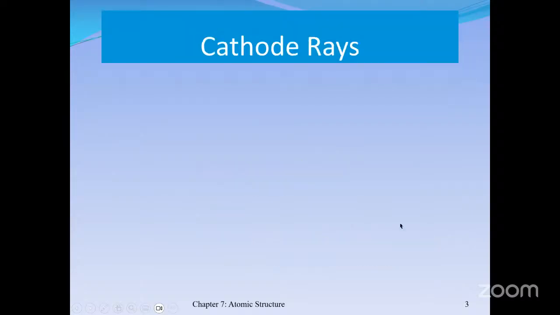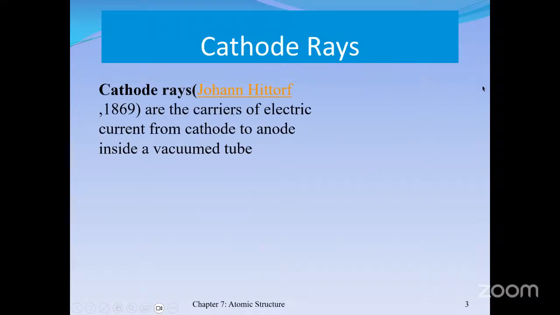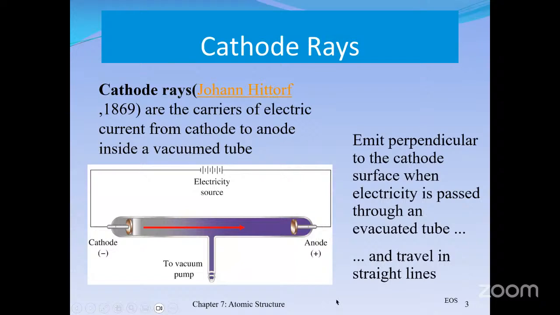So to start off this discussion in terms of the historical view, somebody by the name of Johann Hittorf in 1869 discovered what was called back then cathode rays. And this is actually a stream of electrons. So here is a diagram of the setup of the discovery of these rays. You have two metal electrodes, hooked up to an electricity source, right? One is called the anode because it is positively charged. The other one is called the cathode because it's negatively charged, right?